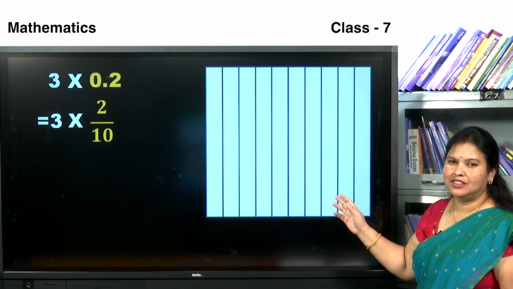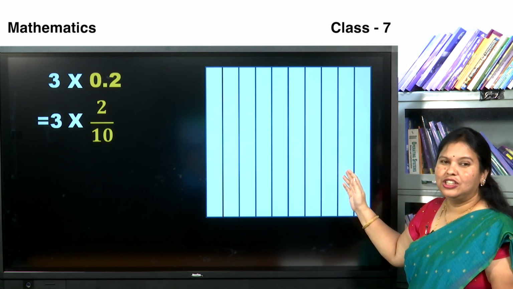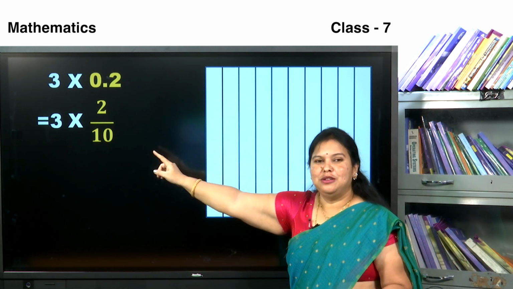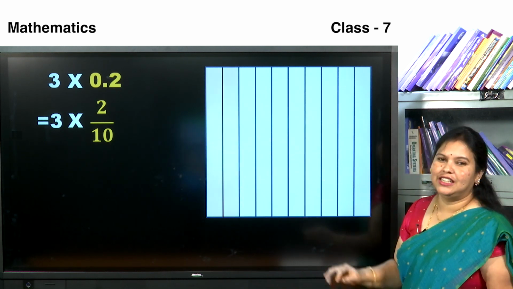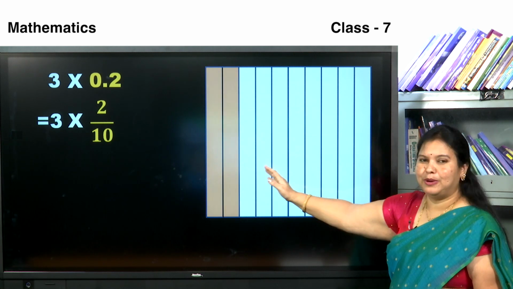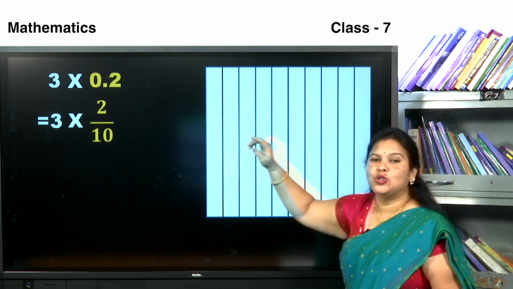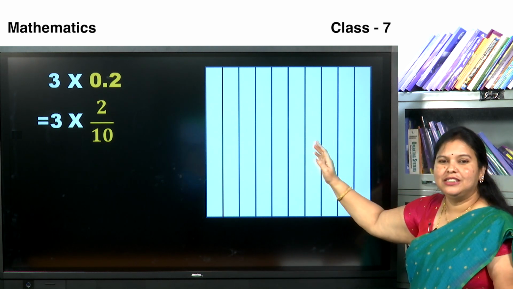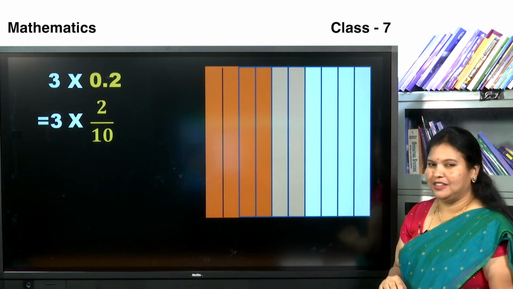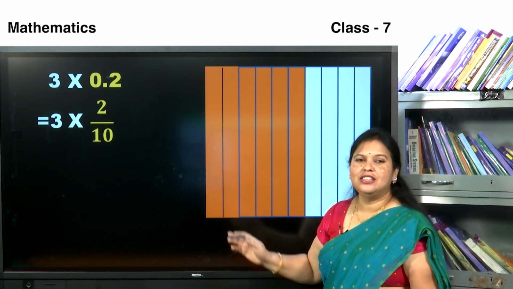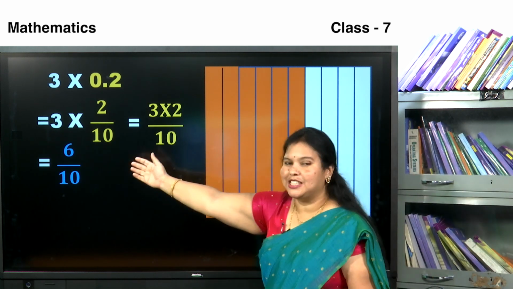Watch this picture. Here a box is divided into 10 equal parts. You already know 2 by 10 means 2 parts are taken out of 10. So, I have shaded 2 parts out of 10 parts. But here we have 3 times of 2 by 10. So, I have to repeat the same 3 times. So, 2 by 10, 2 by 10 and 2 by 10. So, totally we got 6 parts shaded out of 10. So, we can write it as 6 by 10.